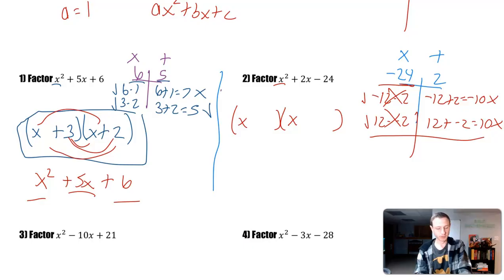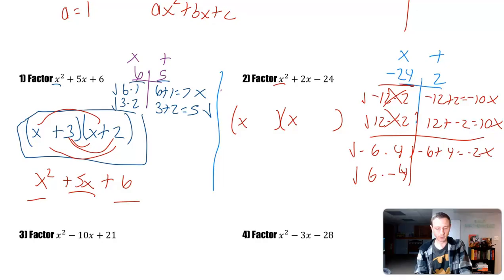What about 6 and 4? Let's try that. We want it to multiply to a negative, so we have to make one of them negative and one positive. Let's try this out. Negative 6 times 4 is negative 24. Boom. Negative 6 plus 4 is negative 2. That's not good. We want positive 2.